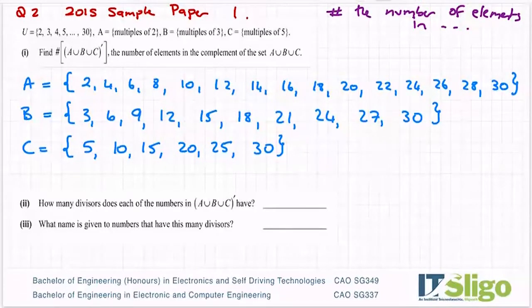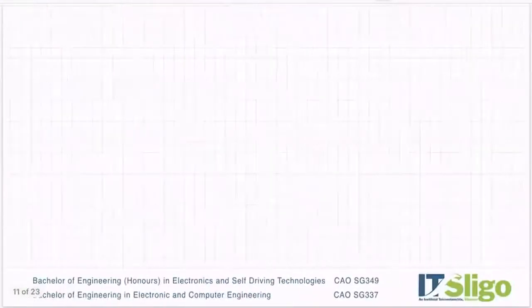And A union B union C is all of the elements in A union B union C, and then complement, I often say not, okay? So it's all of the ones that are not in A union B union C. Okay, so I think the easiest way to do this is to actually draw your Venn diagram, even though it didn't specifically say. Now it normally does. Maybe it's because it's a sample paper that it didn't. But nonetheless, let's draw our Venn diagram.